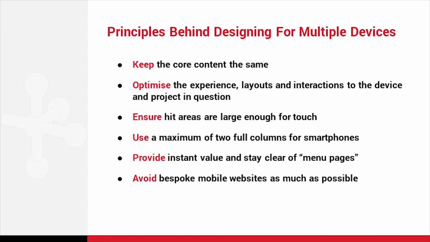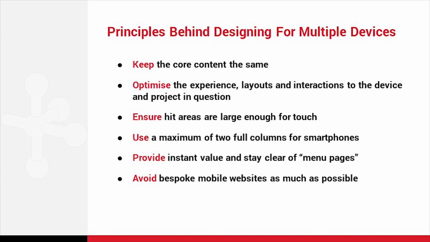In terms of some principles behind designing for multiple devices, the main one should be that responsive websites should be the starting point. So try to keep the core content the same. If you find yourself having conversations about cutting out certain content from mobile, think again, because generally users want the same content and the same functionality on these different devices. It doesn't mean, however, that you should provide the exact same experience in the same way on these different devices. You should optimize how content is laid out, how much of it is shown, how interactions happen, and everything that has to do with that, to make sure it works for the device and the project in question.